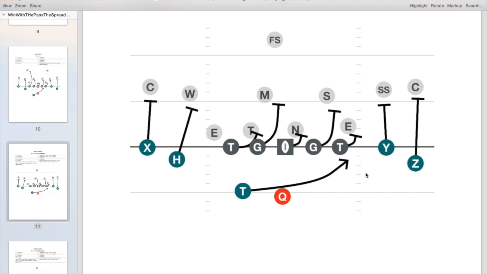If I want to run stretch, I want to get the edge. So let's put our guy on the play side, or let's run jet sweep and try to get the edge. Let's not worry about trying to run stretch in here.